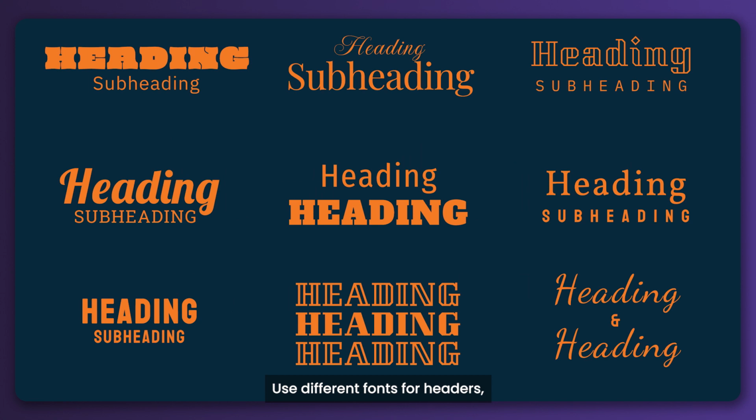Use different fonts for headers, subheadings, and body text to create a clear visual hierarchy. Ensure a balanced look by considering the weight and size of fonts. A heavy font in one section may be balanced by a lighter font in another. Or consider pairing the same font together, but creating contrast with a mixture of boldness and sizes.